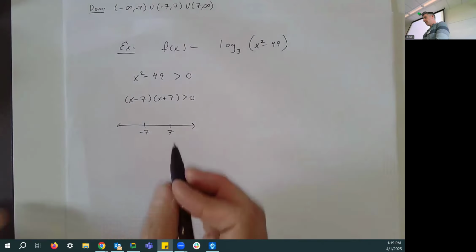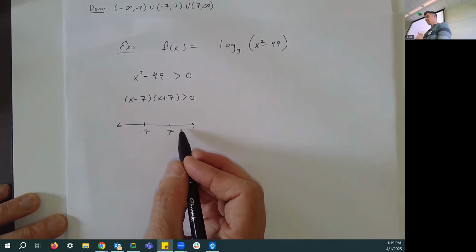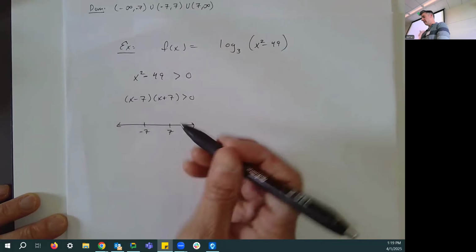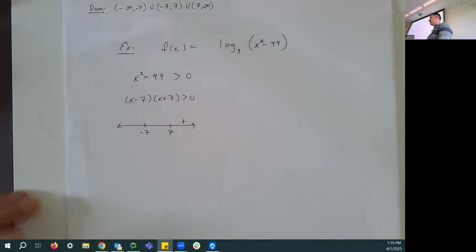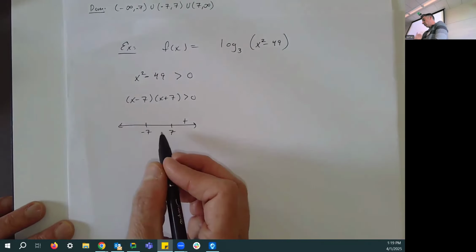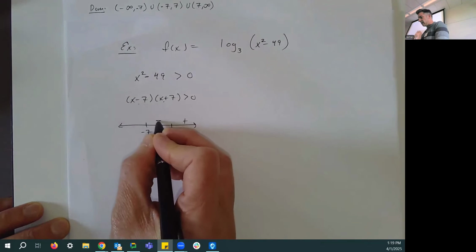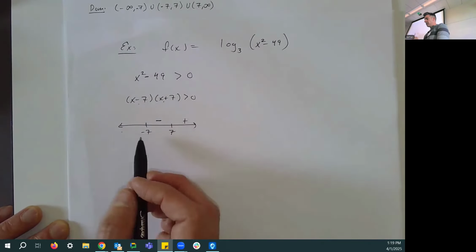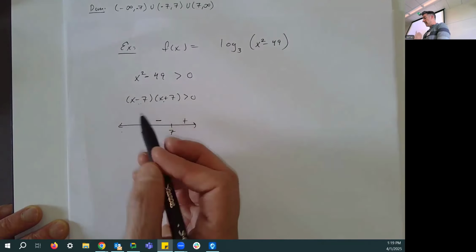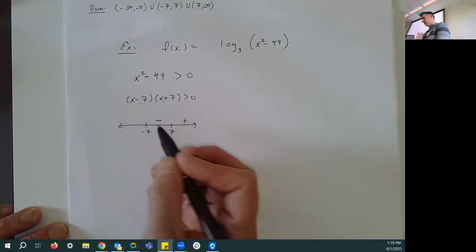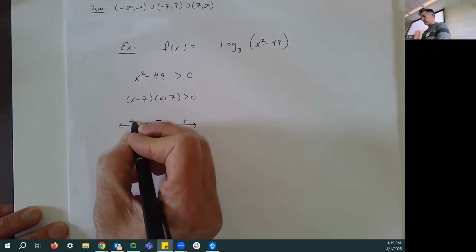So pick a number larger than 7, plug it in: positive, positive. I don't care what it's equal to, it's 1 times 15. We don't care that it's 15, we care that it's positive. Between negative 7 and 7, we can pick 0. 0 minus 7 is negative, 0 plus 7 is positive. The product is negative. Finally, over here, negative 8 minus 7 is negative, negative 8 plus 7 is also negative, and negative times negative is positive.